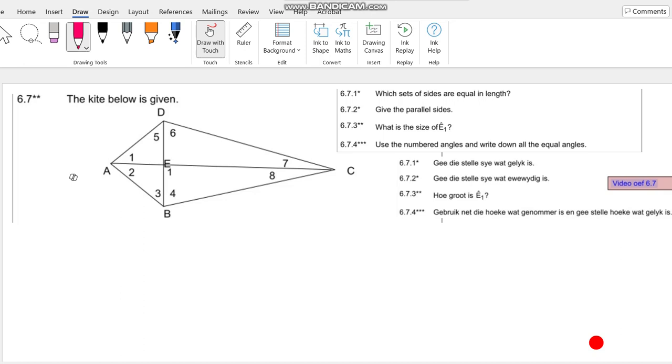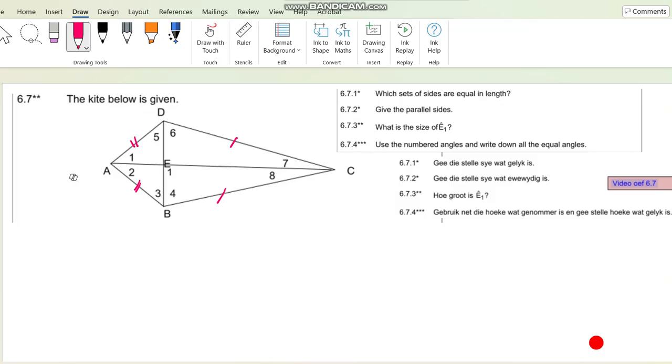6.7, we now have a kite to go through, and let's look at what we've got. So we know that A and D and A and B, which are sides that touch, are the same, and we know that D and C as well as B and C are the same.